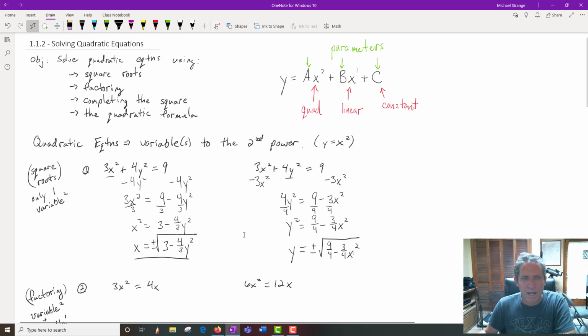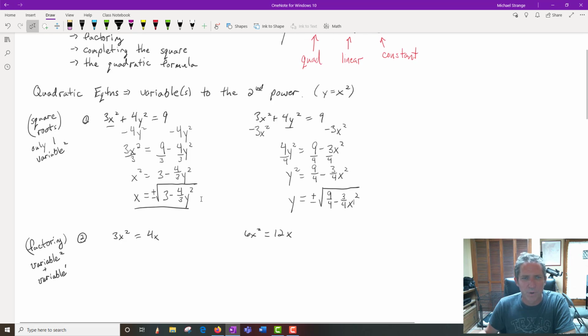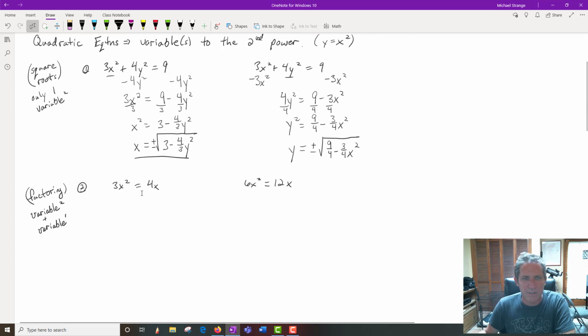Okay, so what happens if you do have a linear term? Well, if you just have a quadratic term and a linear term, then we can use factoring. There is a more complicated factoring. I'll talk about it after we do these 2 examples, but I really don't use it all that much. I would just use the quadratic formula.